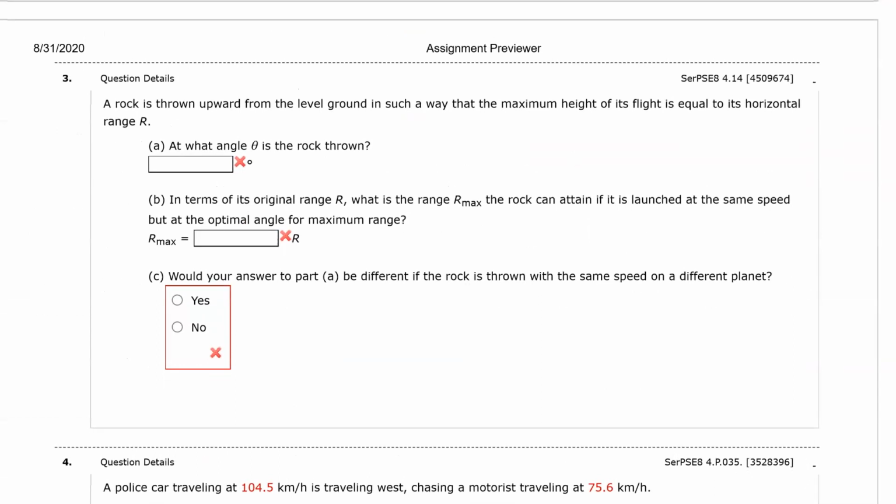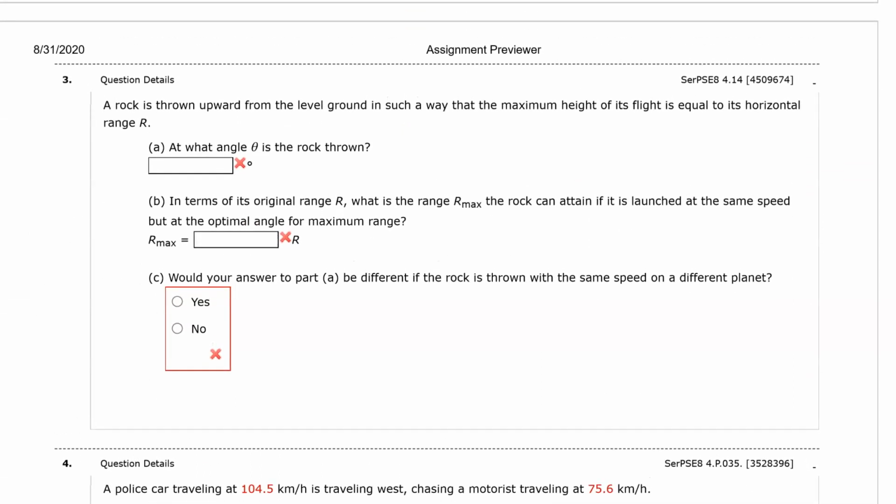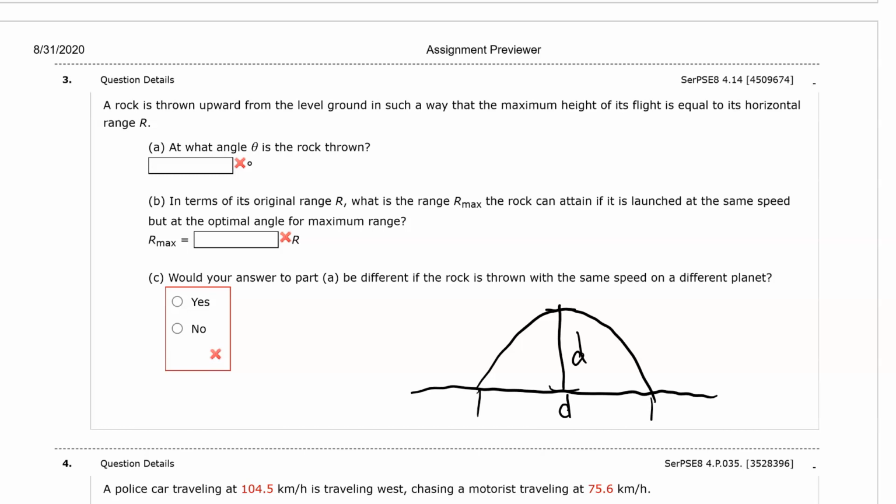All right, moving on to the next one. Got a rock thrown upward from the ground such that its maximum height is equal to its horizontal range. So for something like this, you might want to draw a picture. Got a situation like this, ball's thrown up in the air, and even though in this drawing it's not the same, this distance here is the same as this distance there. And then we're going to figure out what is the angle theta for the initial velocity.